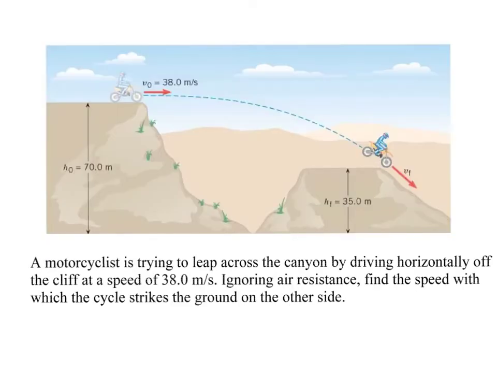So in this problem, we have a motorcycle. It's driving off the edge of a cliff. The cliff has a height of 70 meters. And our motorcycle has a velocity of 38 meters per second. So our motorcyclist has both potential energy because of that height and kinetic energy because of this velocity. Now, when the motorcyclist lands on the lower cliff, the motorcyclist has less potential energy because they have a smaller height. And if they have less potential energy, then they must have more kinetic energy.